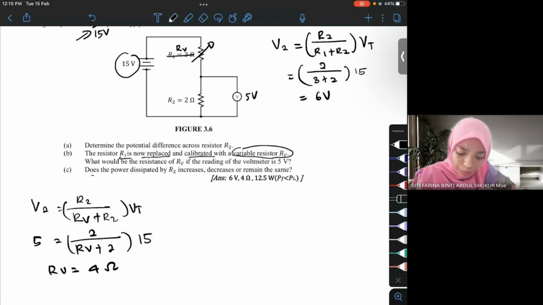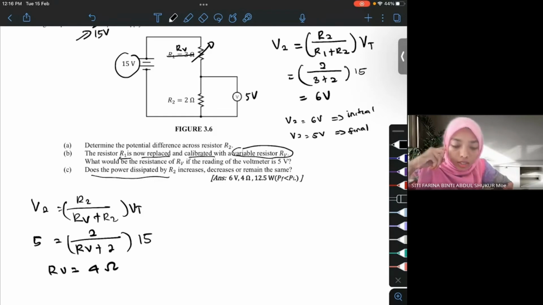Okay, next. Does the power dissipated by R2 increase, decrease or remain the same? Okay, R2 is the constant R from before. So it asks whether the power increases, decreases or remains the same compared to the initial case. The initial case is when you have your V2 equal to 6V. This is your initial case. And then when you use the variable resistance, you get your V2 as 5V. This is your final case. As you can see, what is constant here is the value of your R2. You did not change your R2 here.